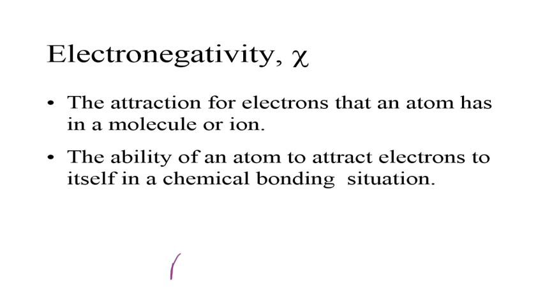We have atom A, okay, joined to atom B. The electronegativity of either atom is basically how much they want to tug electrons to themselves. So I'm going to go ahead and put an arrow there, tugging electrons to A, okay? And I'm going to call that electronegativity.